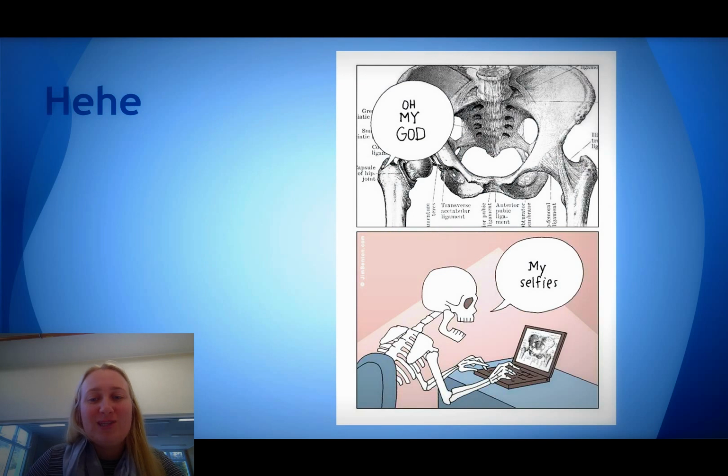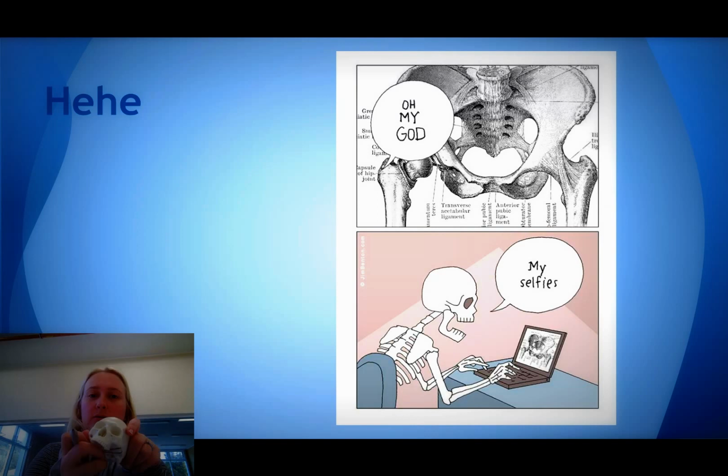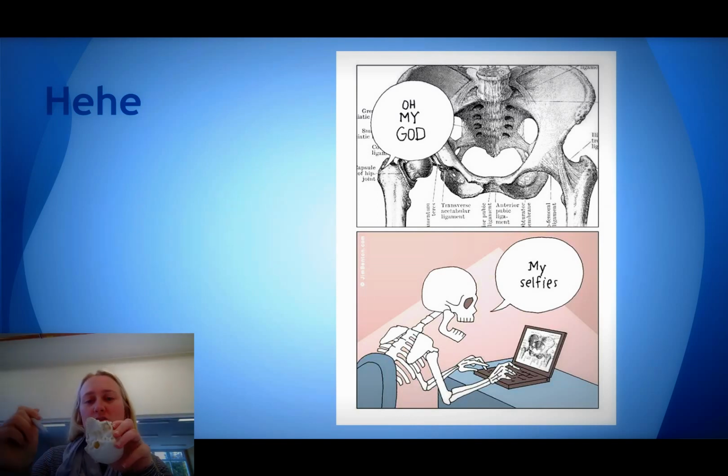And finally, just to finish, a little bit of a giggle to finish us off for this lesson. When you come to class, I'll have the skulls out for you, and you can have a go with them yourself. Compare things like the foramen magnum, the shapes of the jaws.